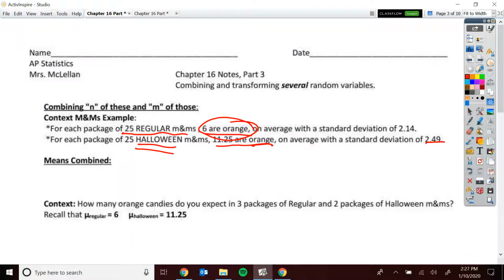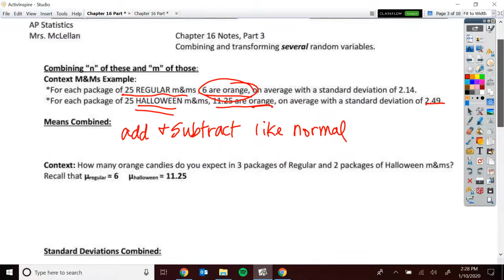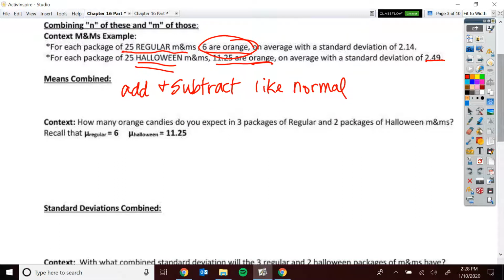So what did you guys say is happening when we combine means? What can we do? We can just add and subtract like normal. No special rules with the means. We like that. They are intuitive. They do what we expect them to do. Means are the expected value.